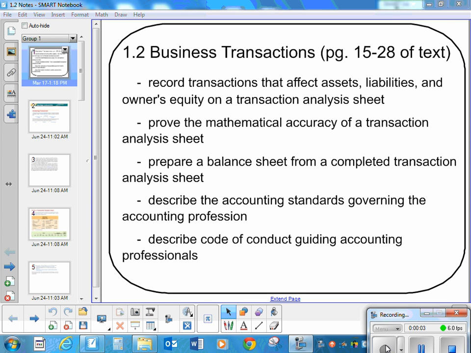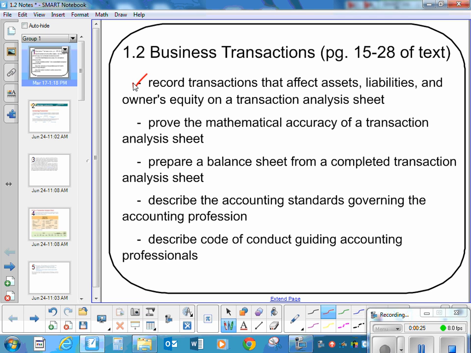So section 1.2 is business transactions, and if you're following in your textbook, it's on pages 15 to 28. The purpose of having a business is to make money. In order to make money, there have to be things happening in your business, and when that happens, we call those a transaction. So in this section, we're going to talk about recording transactions.